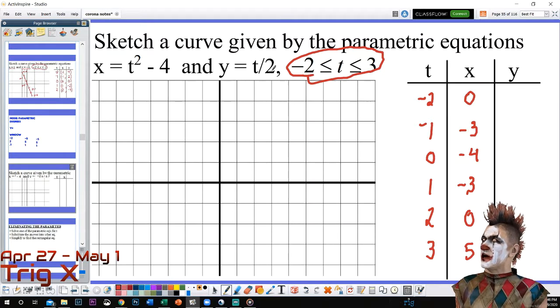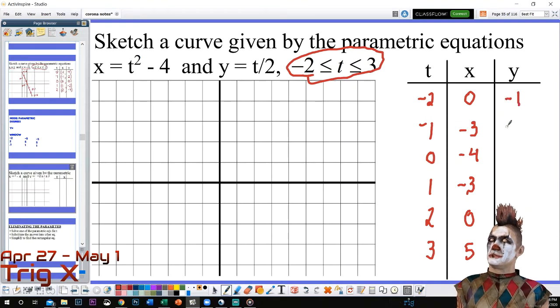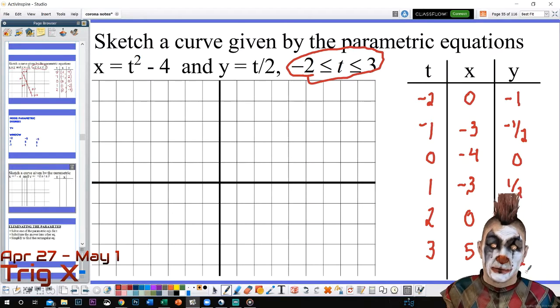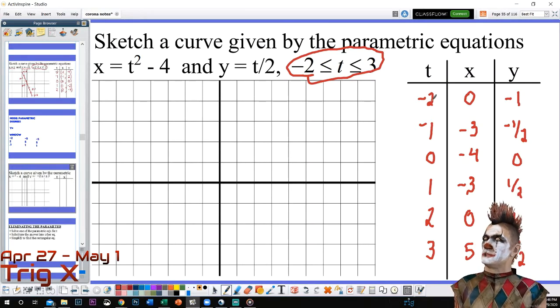Next, it tells me that t divided by 2 is going to be my y. So -2 divided by 2, -1 divided by 2, 0 divided by 2, 1 divided by 2, 2 divided by 2, and 3 divided by 2. Easy, right? Okay, now we're just plotting the points. 0, -1.